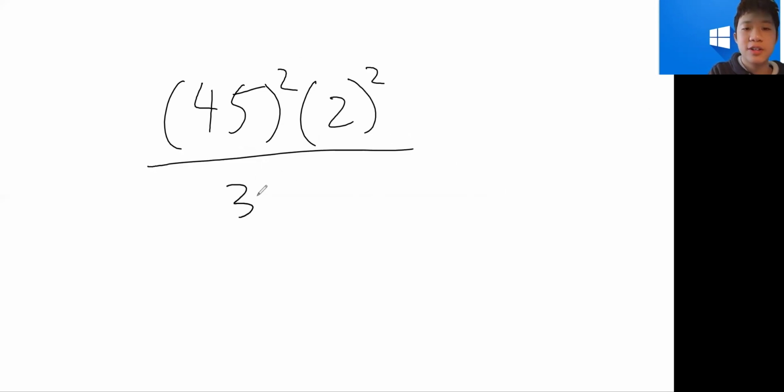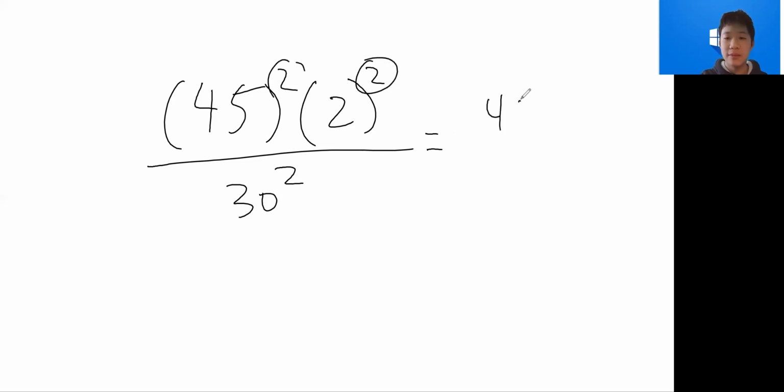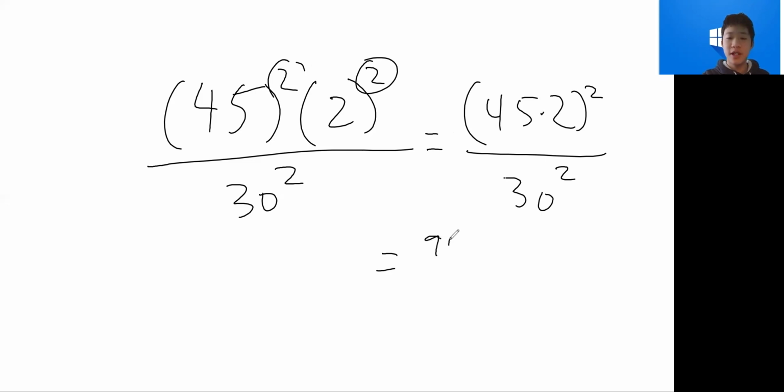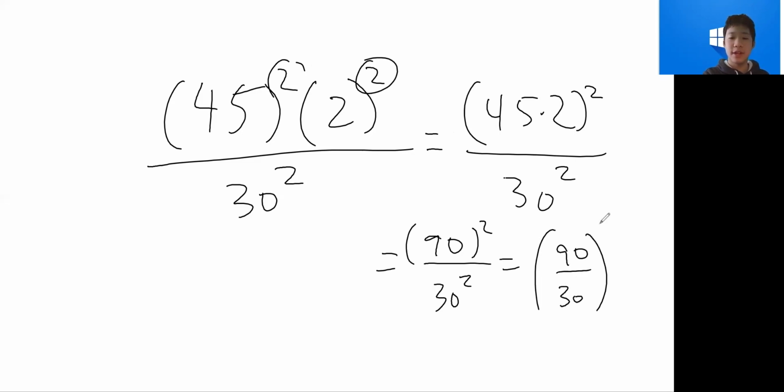Alrighty, here's another practice problem for you. What if we did, wait, let's do 45 instead. 45 squared times 2 squared, divided by 30 squared. This time we're going to use both the multiplication and the division here. So let's first combine the two on the top because they're to the same power, right? This is just 45 times 2, all to the second power. Don't forget that 30 squared. Okay, and then 45 times 2 is 90. 90 squared over 30 squared. And now we're going to put 90 and 30 under the same exponent because they're going to the same power. It's just 3 squared, 9.